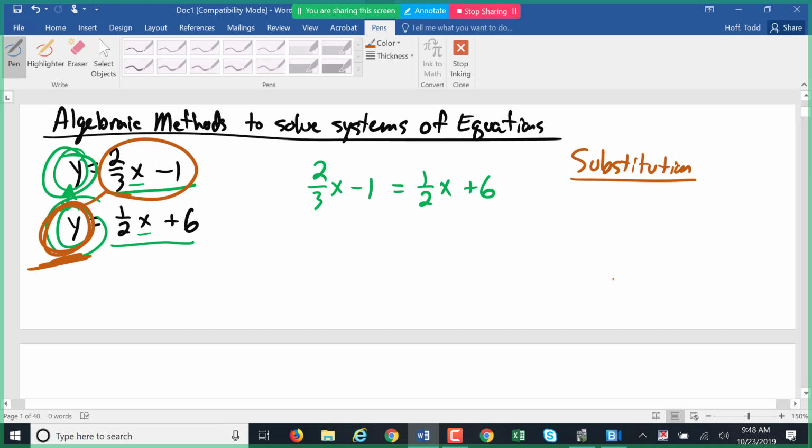There's nothing to combine on either side. The variable's on both sides, so I need to get rid of it on one side. So I'm going to subtract 1/2 x. 2/3 minus 1/2, if you found the common denominators, 4/6 minus 3/6 is 1/6 x minus 1 equals 6.